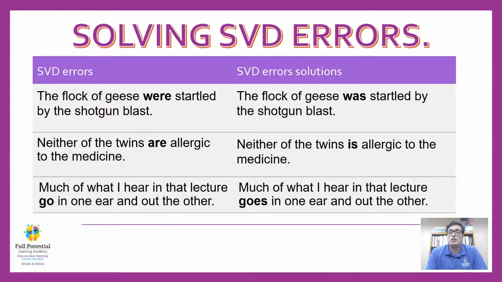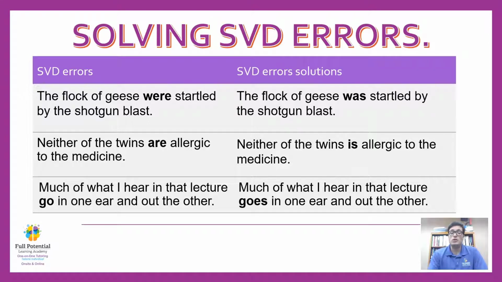Here are a number of examples to solve for SVD errors after going through the basics of solving for them. On the left are some subject-verb disagreement errors, and on the right is how to solve for them. For example, "the flock of geese were startled by a shotgun blast." Now, initially, "flock of geese" sounds plural, but in truth, we're focusing on the flock itself as a whole. So, the solution is to change "were" to "was," and ergo, we see that "the flock of geese was startled by the shotgun blast."